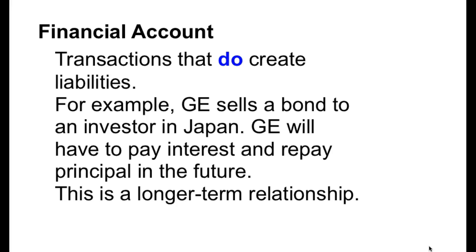The financial account, on the other hand, includes transactions that do create liabilities. So there's an ongoing relationship established. For example, if GE or General Electric sells a bond to an investor in Japan, that is not a one and done kind of transaction. General Electric will actually have to pay interest and repay principal in the future. So that relationship between the American company and the investor in Japan is an ongoing one.